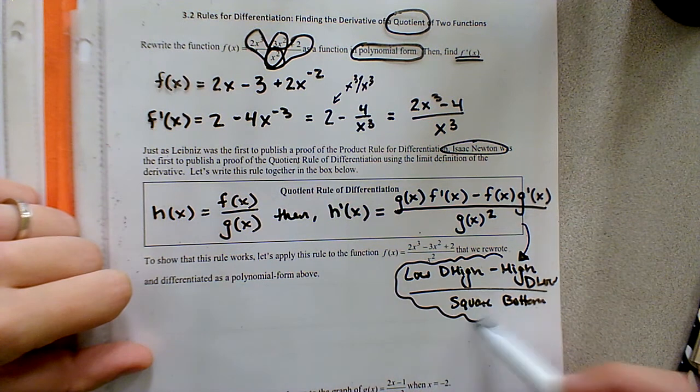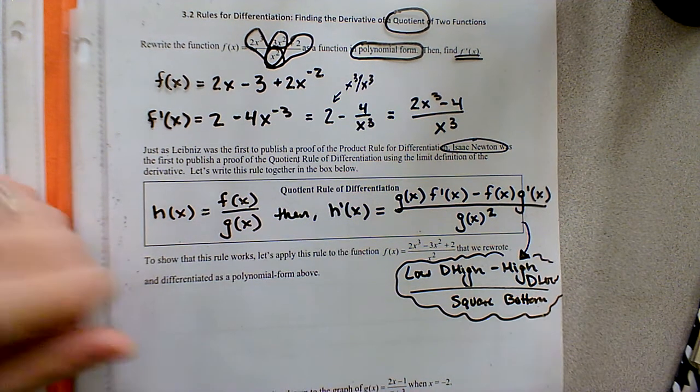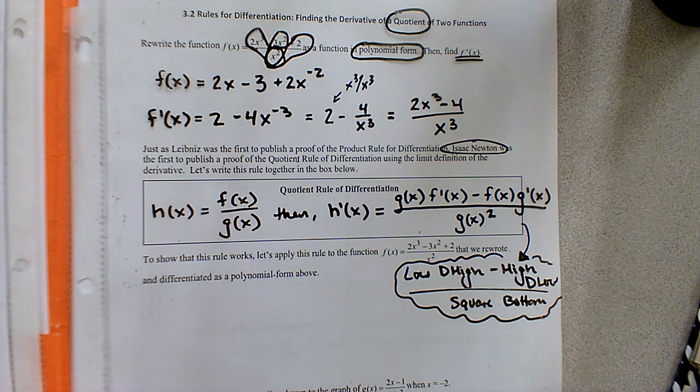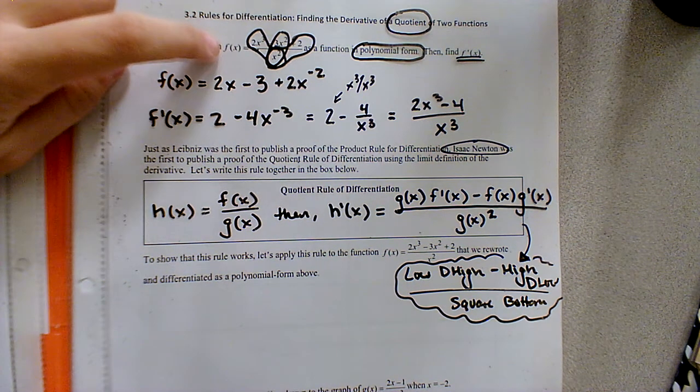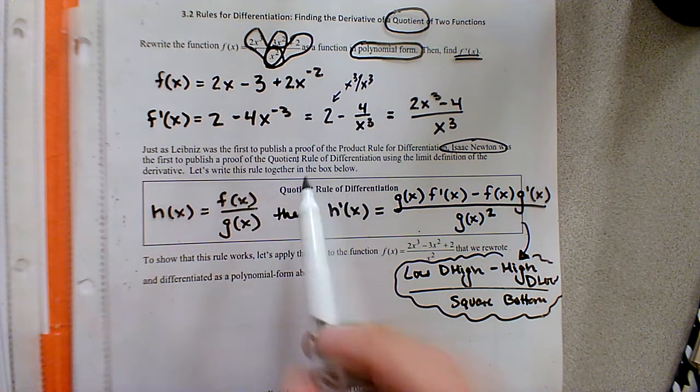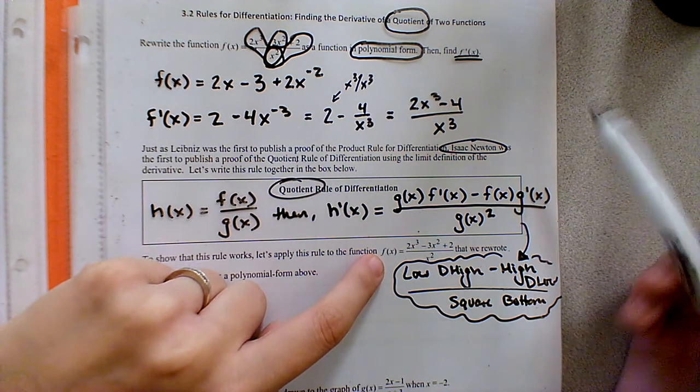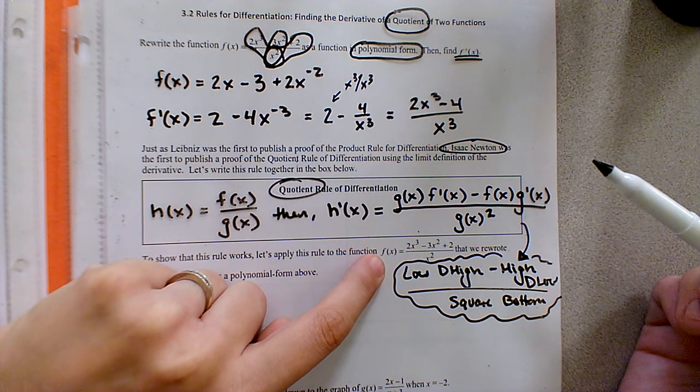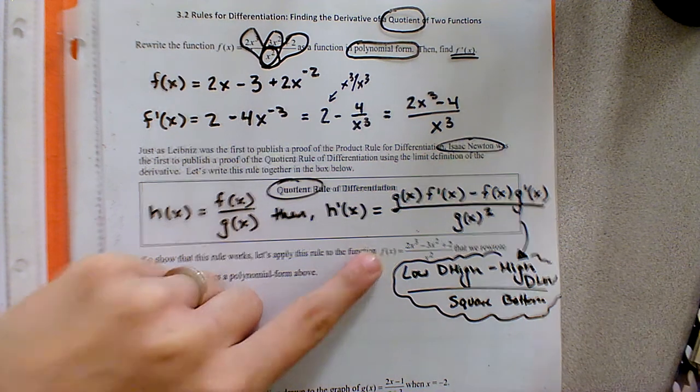So if that helps you remember it, which it seems to do, at least for most people, I hope it works. So we're going to go ahead and use the same function as before, but this time we're going to apply our quotient rule. We have so many shortcuts. We're going to apply the quotient rule shortcut to see if we can get the same result.